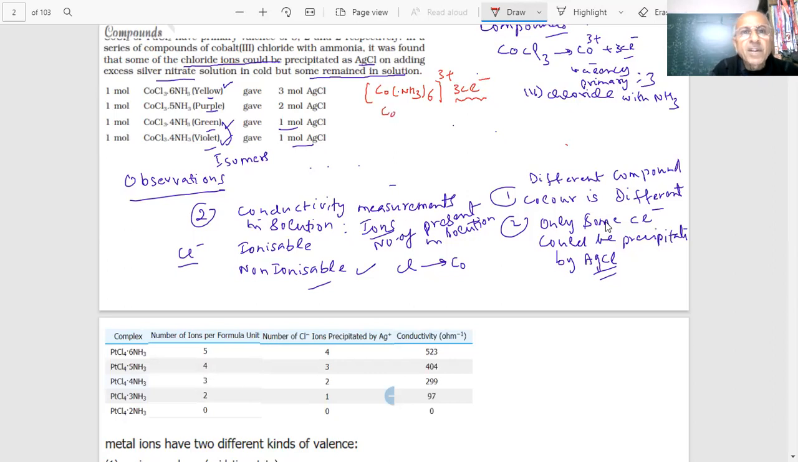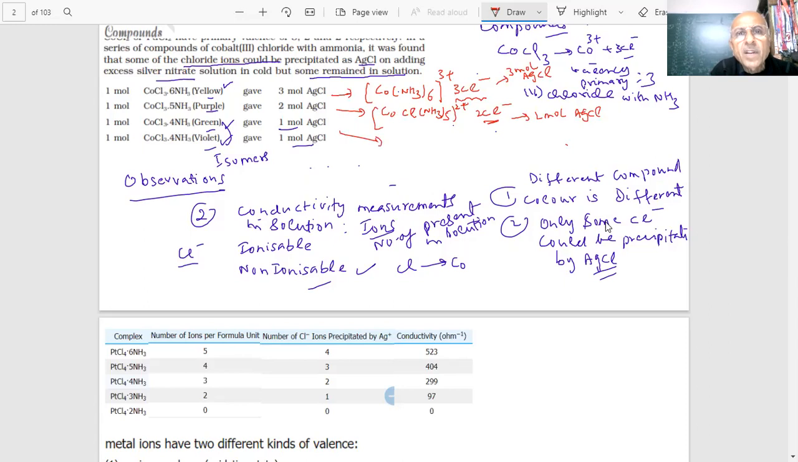So to this compound, he wrote [CoCl(NH3)5], student. Then it is 2 plus and 2 Cl minus. This will give 2 moles of AgCl, and this will give 3 mole of AgCl if I add silver nitrate. Clear? This compound is purple in color. This is yellow in color.